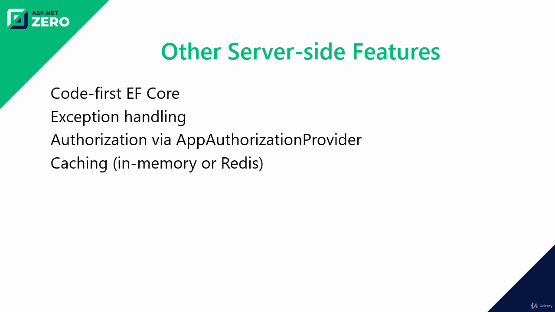ASP.NET Zero uses caching. By default, it will use in-memory caching. However, for a larger system, a distributed cache might be a better solution. In that case, Redis is a good candidate. In ASP.NET Zero, it's very simple to enable the use of Redis since the support is already built in.